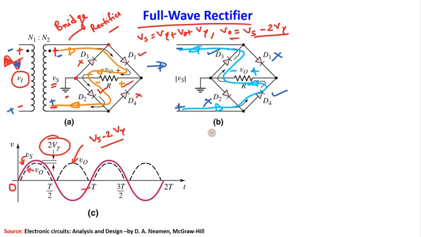Okay, now tell me what about the PIV, peak inverse voltage, for the bridge rectifier case. For the bridge rectifier case, PIV, see here, any loop we can consider. So let us consider first the positive half cycle. For the positive half cycle, you see this is the current path, right?